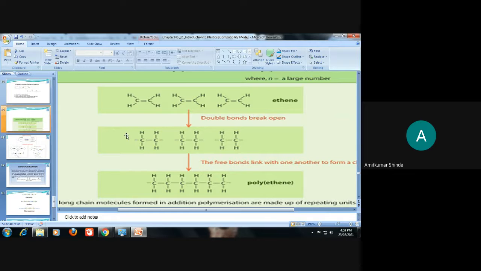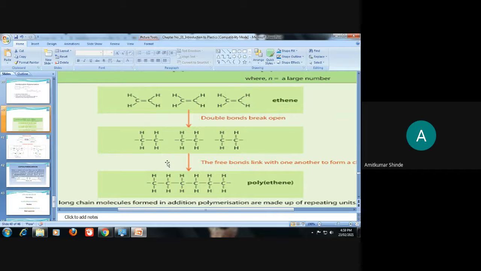Now each carbon atom is having one valency, means one bond is vacant here, or it can create one bond with an adjacent monomer or atom that is available there. Now bond formation can occur.